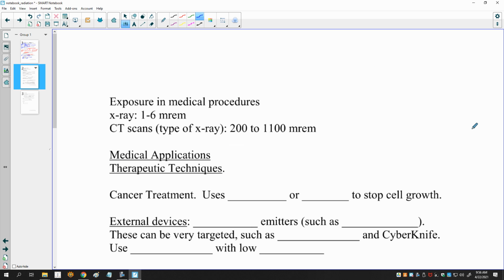Exposure in medical procedures is usually really, really small. X-rays are 1 to 6 millirem. CT scans are 200 to 1,100 millirem.